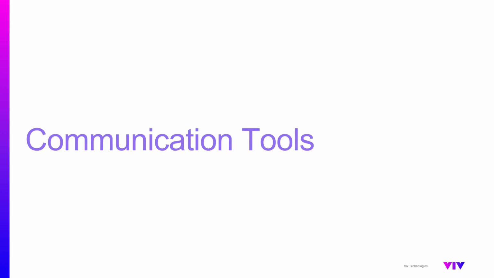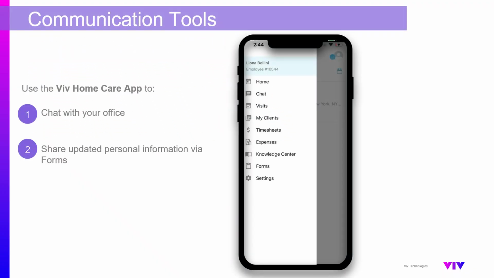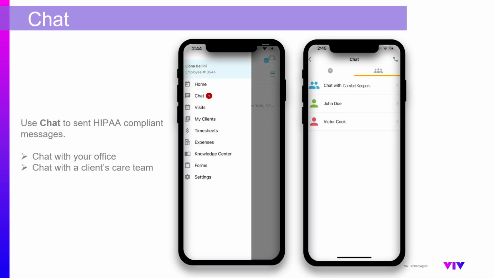Communication tools. Use the VIV Home Care app to chat with your office and to share updated personal information via forms. Use chat to send HIPAA-compliant messages, chat with your office, and chat with your client's care team.